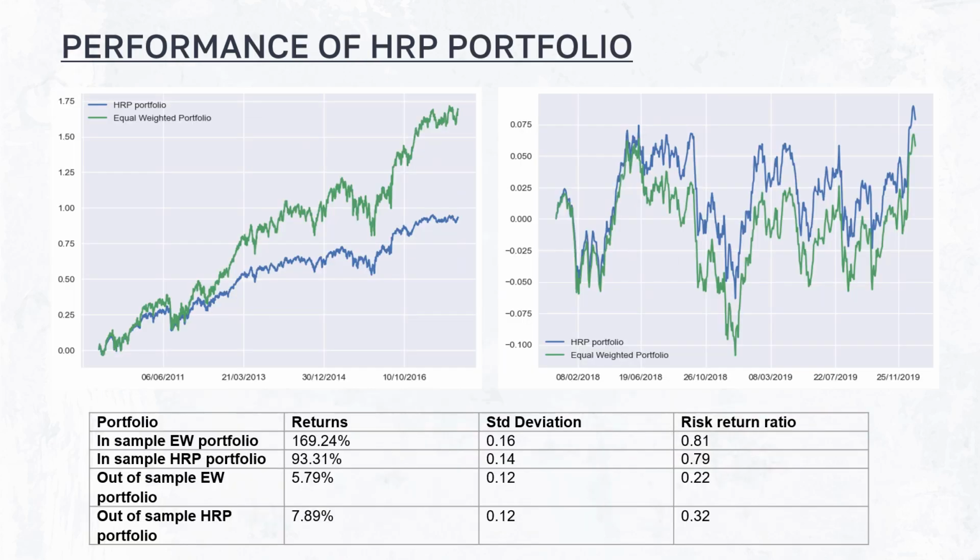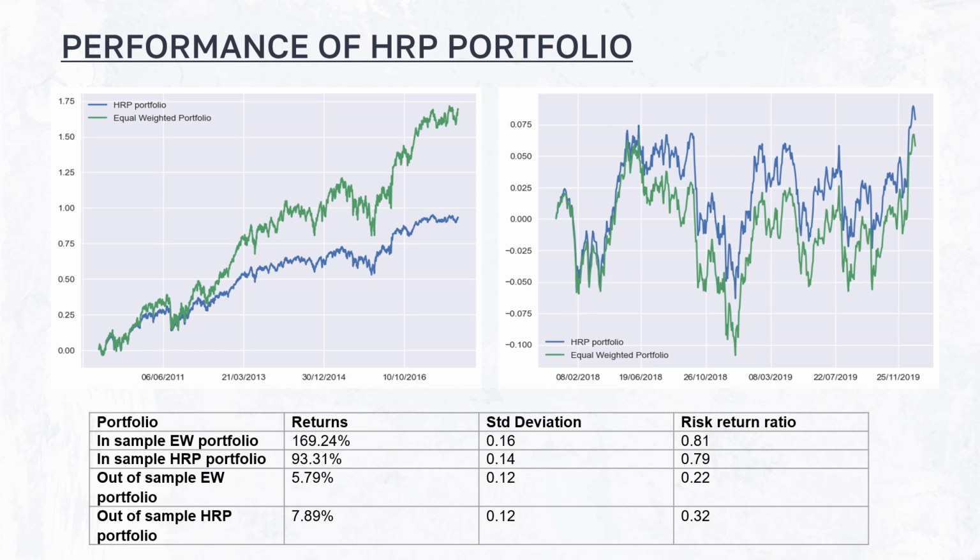Let us now compare the performance of HRP portfolio against an equally weighted portfolio. The left graph is for the in sample and the right graph is for out of sample. For in sample, we can see the HRP portfolio underperformed, but the variation is also much less than the equally weighted portfolio. This is also evident from the table. For the out of sample, we see HRP slightly overperformed with the same standard deviation. Hence, the risk return ratio is better for the out of sample.